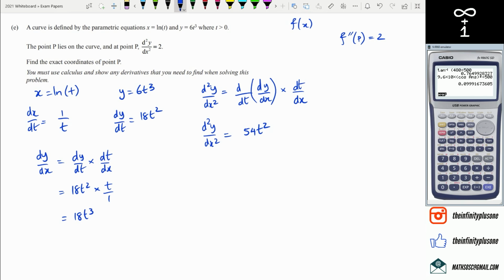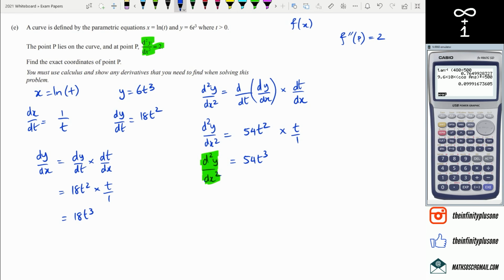Once we do that, we also have multiplied by dt over dx, which is t over 1, and simply we're going to get 54t cubed as d squared y over dx squared. Now remember that this d squared y over dx squared is equal to 2, so we can actually replace this with 2 and figure out what t is.